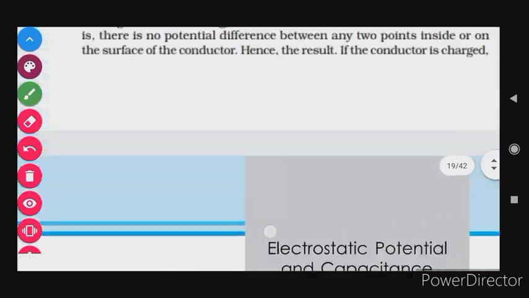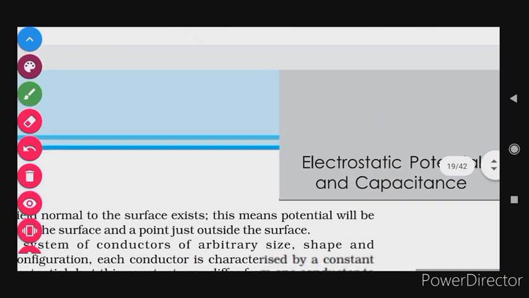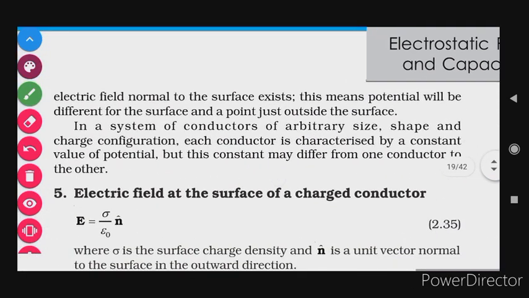Next, if the conductor is charged, an electric field normal to the surface exists. This means the potential will be different for the surface and the point just outside the surface. This case I explained was for a charged conductor. If it was an uncharged conductor, there will be no electric field, and the potential will be the same throughout. In a system of conductors of arbitrary size, shape and charge configuration, each conductor is characterized by a constant value of potential, but this constant may differ from one conductor to another.